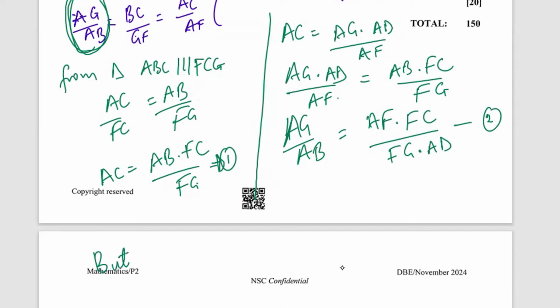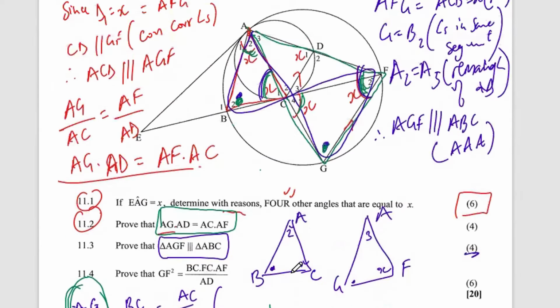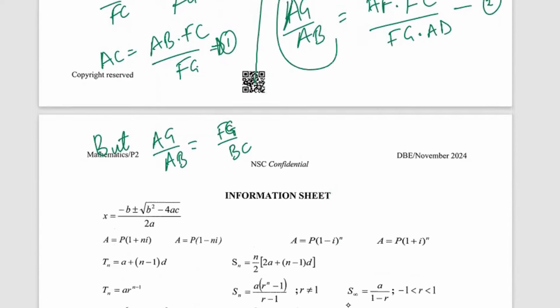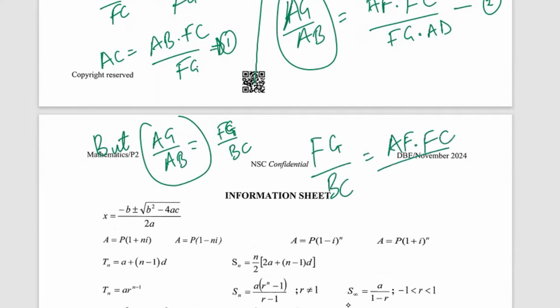And then lastly, we know that AG over AB is going to be the same as FG over BC. Saying AB, no, it's AG. This whole big side over AB should be the same as FG over BC. So which means I'm going to replace this with that. So that I have my FG over BC is equal to AF times FC over FG times AD.